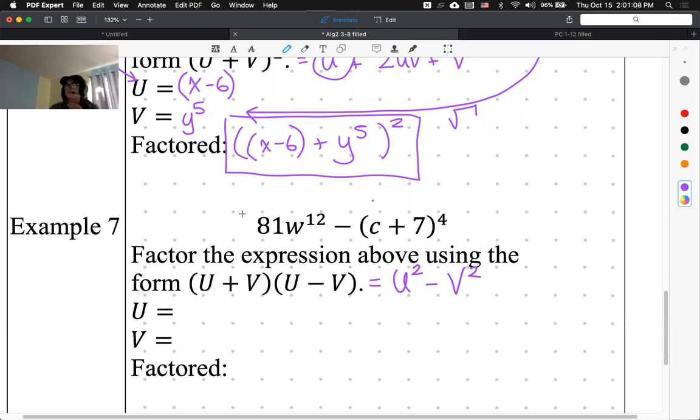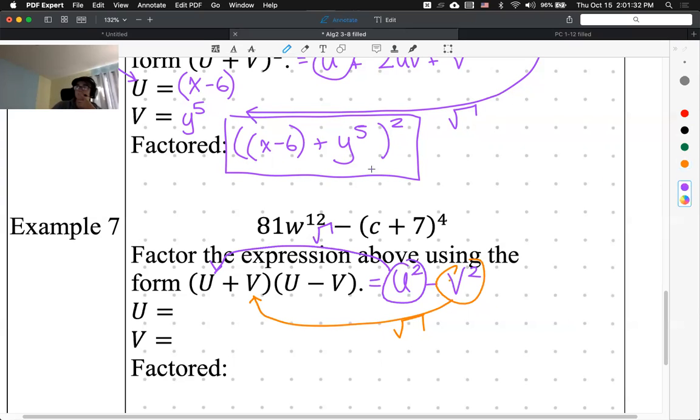So this is the form that I'm currently given. I have a u squared and I have a v squared. I need to get back to a normal u without a square. So to get from a u squared to a u, I again take the square root. In order to get from a v squared to a v, I take the square root.